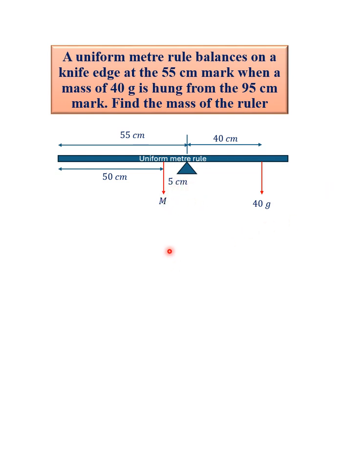Now let's look at how moment will play out. About this knife edge, which will be the turning point, the mass of 40 gram will create a turning in the clockwise direction about this point. So we can call this moment the clockwise moment. On the other hand, the mass m about this turning point will create an anticlockwise moment. So let's call the anticlockwise moment ACW. Of course, for this meter rule to be balanced, the principle of moment says the clockwise moment must be equal to the anticlockwise moment.